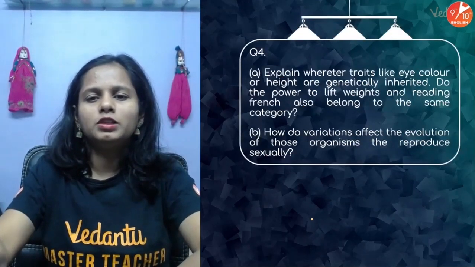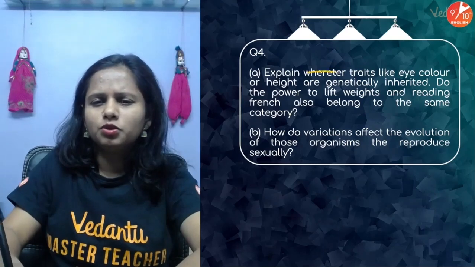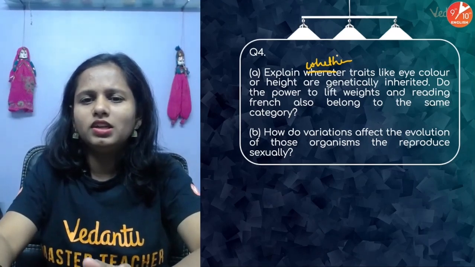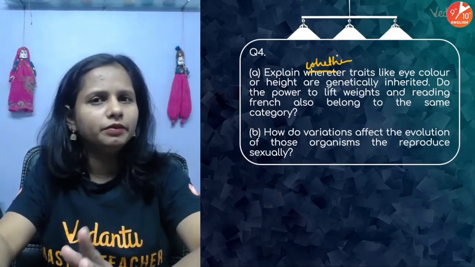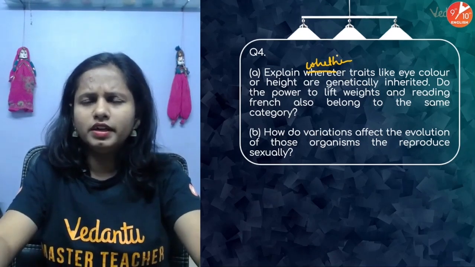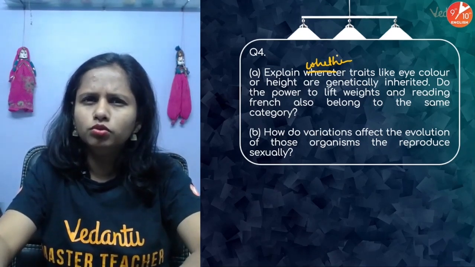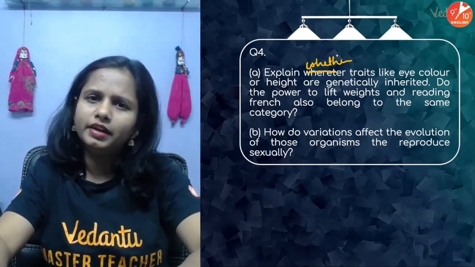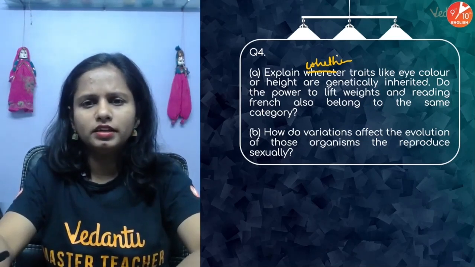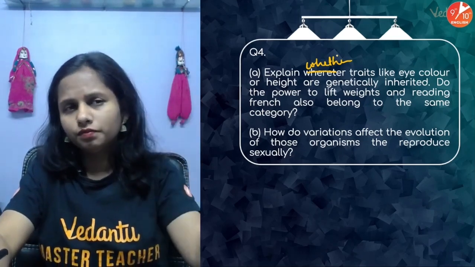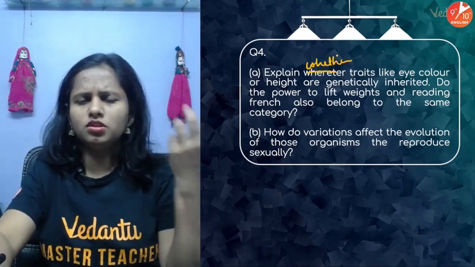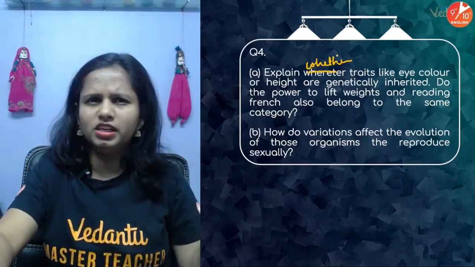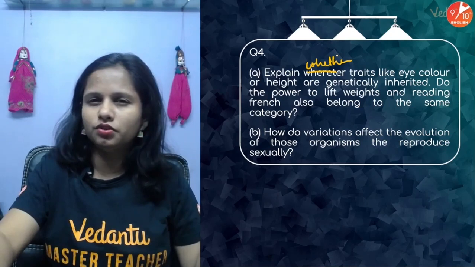Explain whether traits like eye color or height are genetically inherited. Yes, of course, we inherit different eye colors: brown, blue, gray, green. Height, of course, tall, dwarf, average. Height is also genetically inherited. Now the power to weight lift. A person who is a gym goer has the potential to lift more weight as compared to anyone who never even looks at the face of a gym.